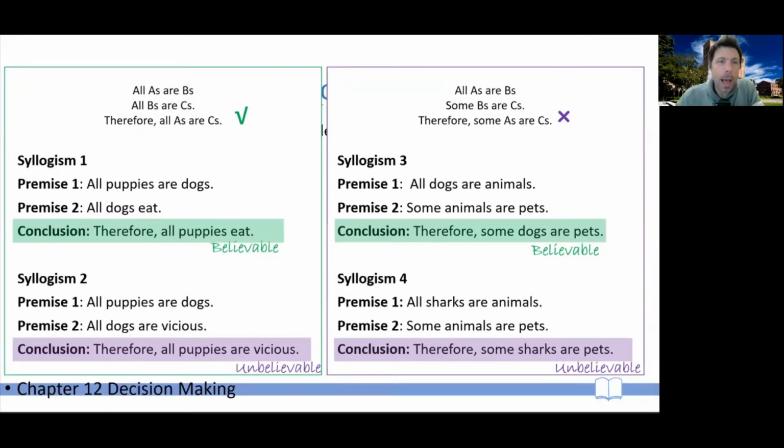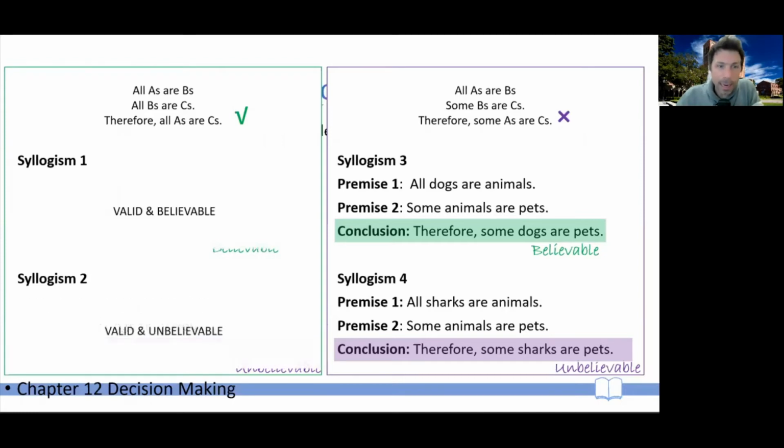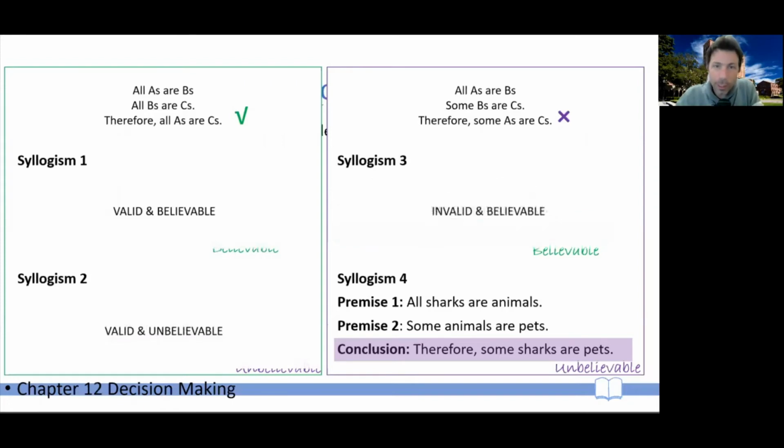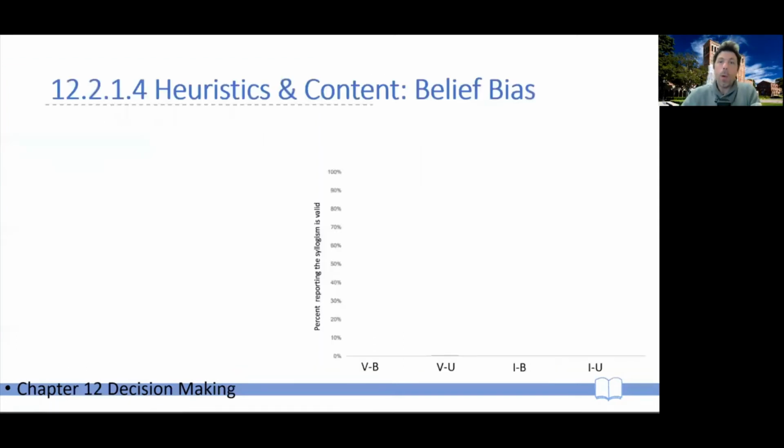In other words, the first argument is valid and the statement in the conclusion is highly believable. The second syllogism is valid but has a non-believable conclusion. The third syllogism is invalid and has a believable conclusion. And the fourth syllogism is invalid and has a non-believable conclusion. What is interesting is that this matching or mismatching of validity and believability tends to exert a strong effect on how we judge arguments. For example, take the first one.